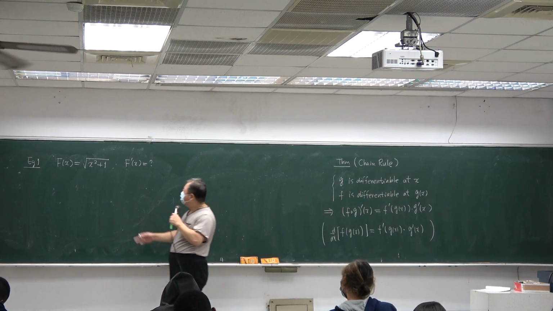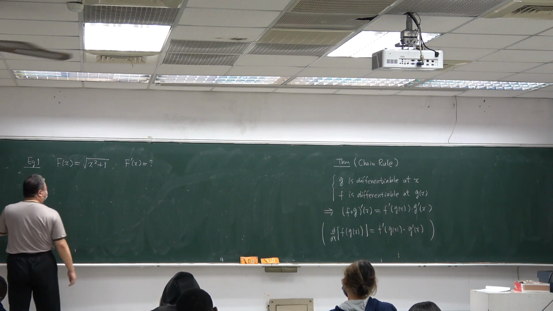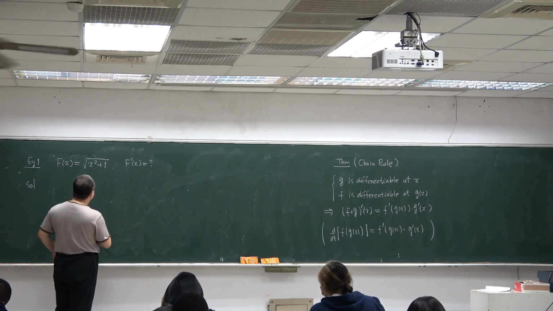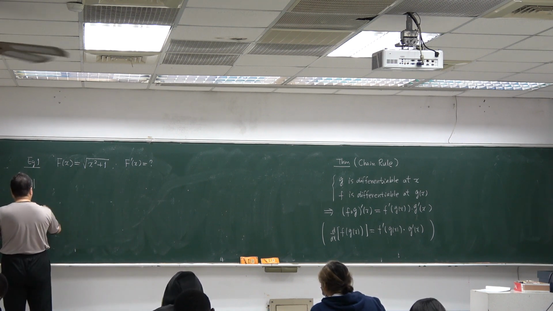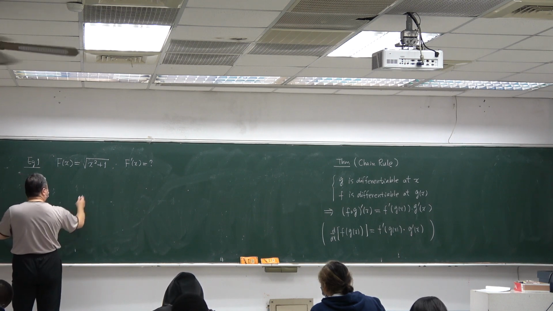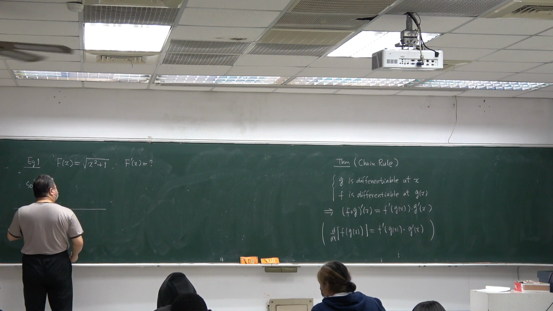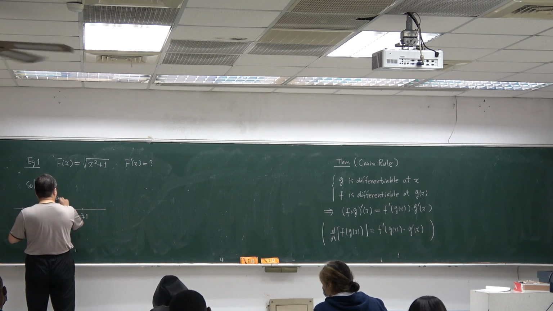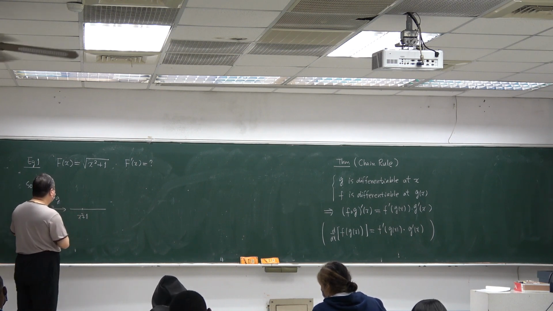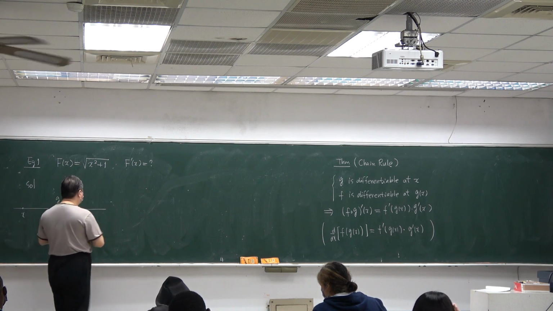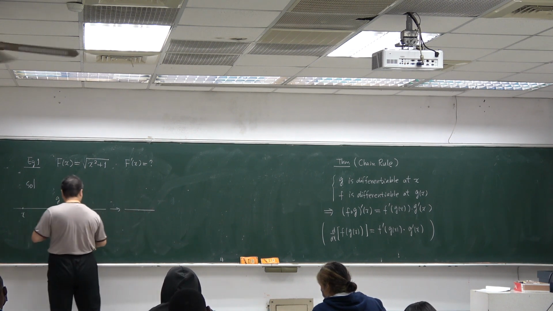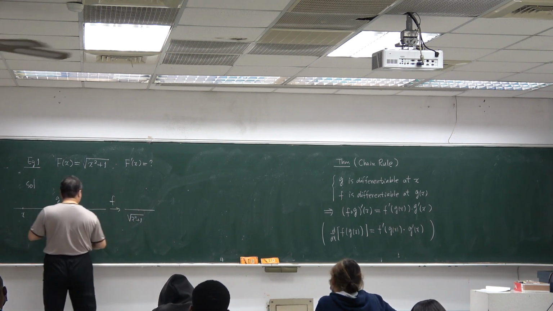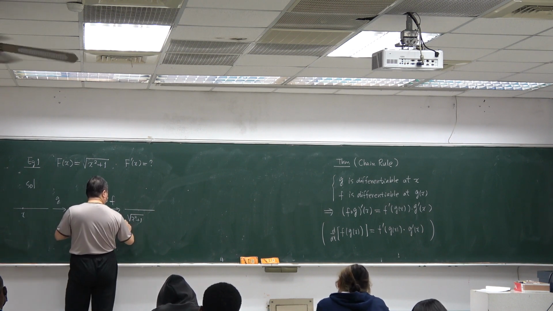Okay, find the derivative of this function, f prime of x. Here, x is mapped first to x squared plus 1. So you can treat this as a polynomial function. Then we have the square root. If this is u, then this is the square root of u.